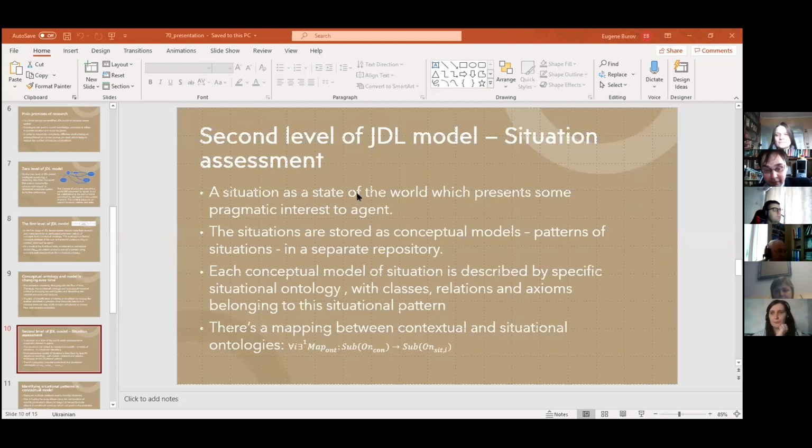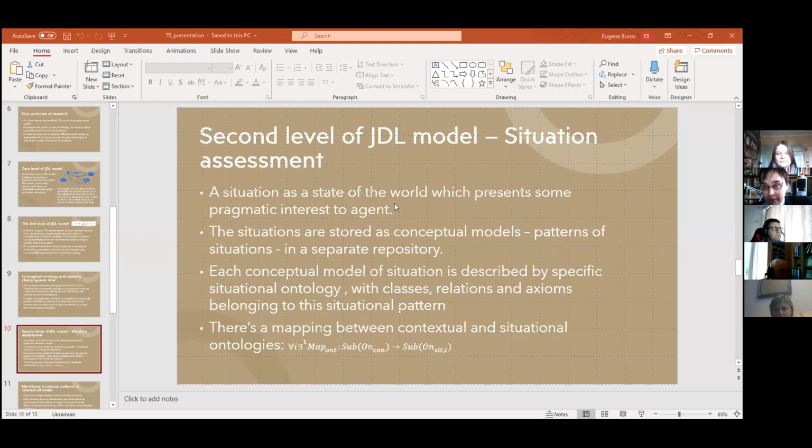Okay, I stopped at the second level of the GDL model, and I will repeat that we understand the situation as a state of the world which presents some pragmatic interest to an agent, which is worth identifying. We store the descriptions of the specific situation as a conceptual model or patterns of this situation in a separate repository with corresponding situation ontologies. And there is a mapping between the current contextual ontology and the situation ontology, but situation ontologies also do not completely overlap with the contextual ontology. They can be a subset of this contextual ontology on the one hand. On the other hand, they can include other elements, for example, elements from history or other information which should be obtained in order to better identify these situations.